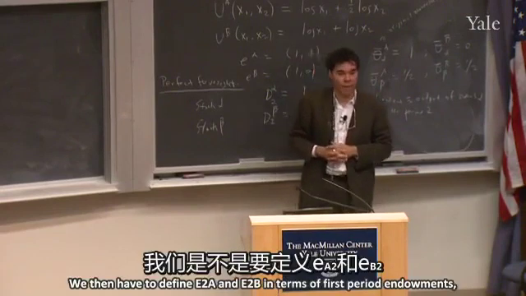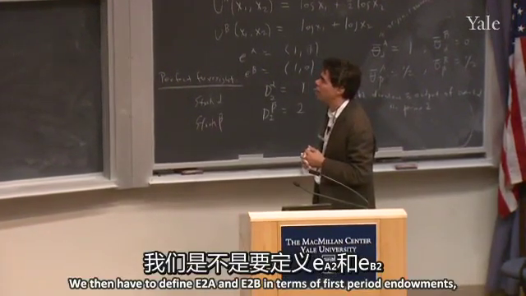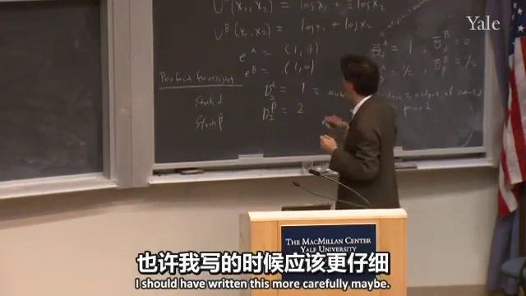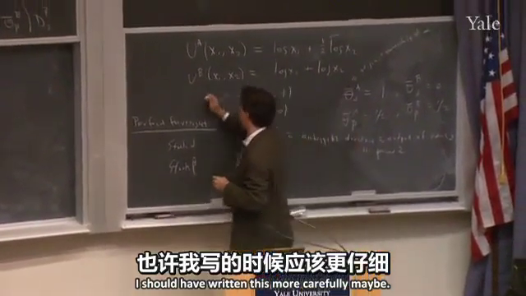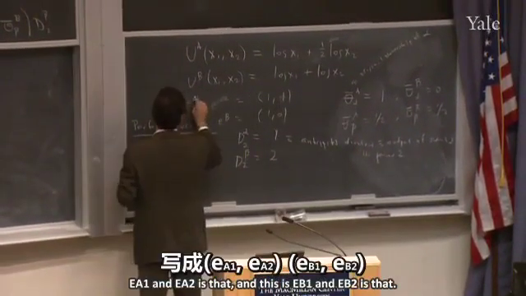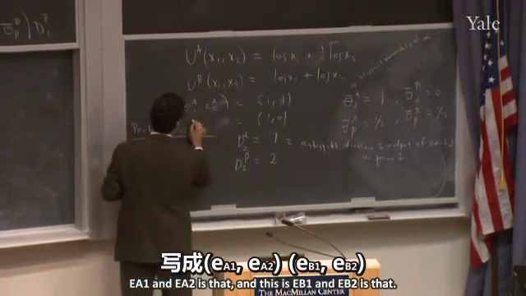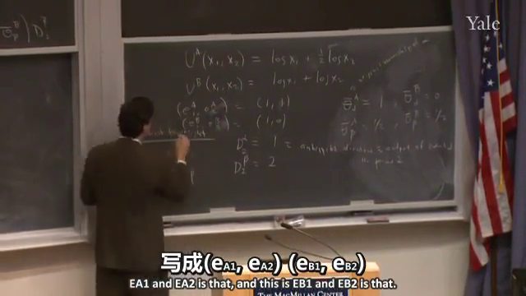Yeah. Do we then have to define E2A and E2B in terms of first period endowments, or is that something that applies in the first sentence? Well, this is EA, this is EA, so I should have written this more carefully maybe. EA1 and EA2 is that, and this is EB1 and EB2 is that.